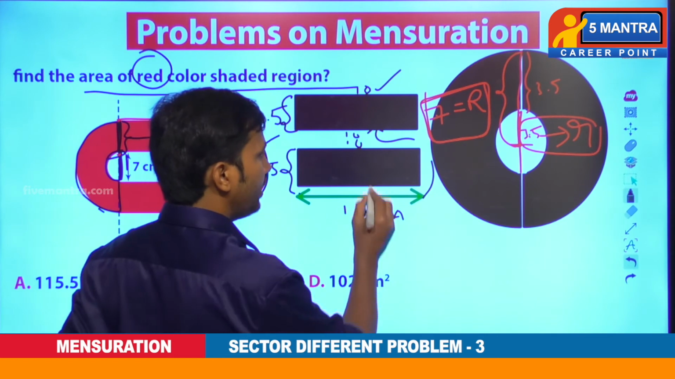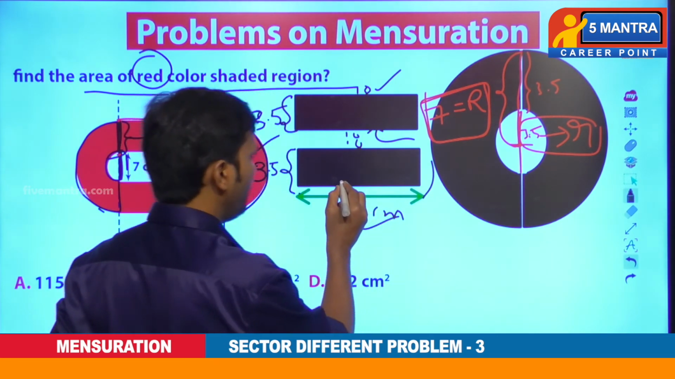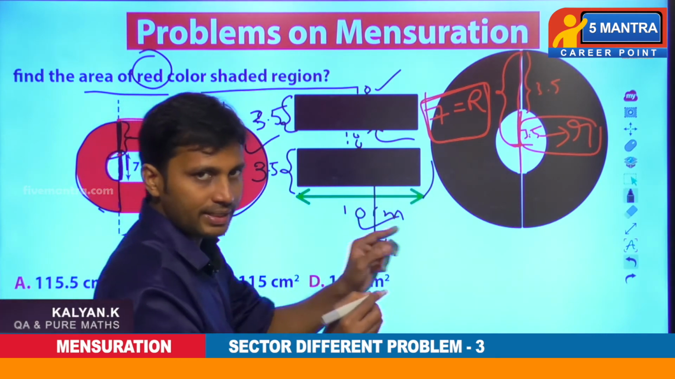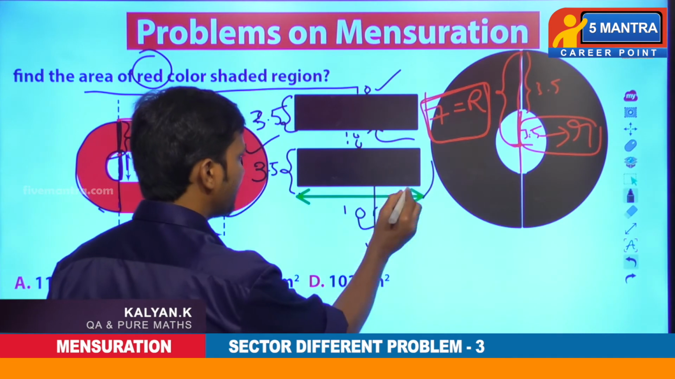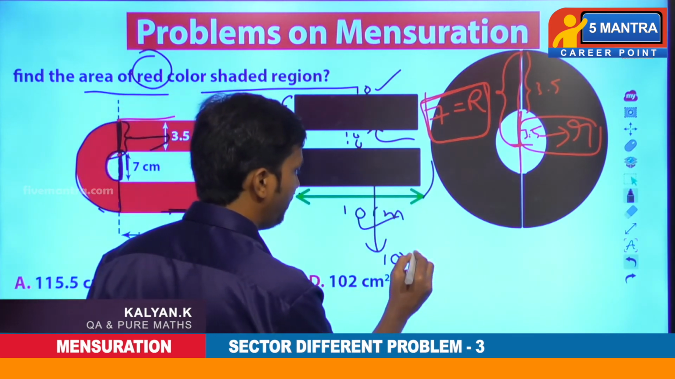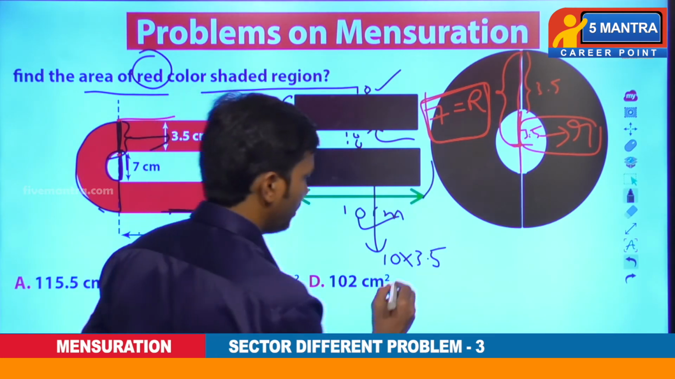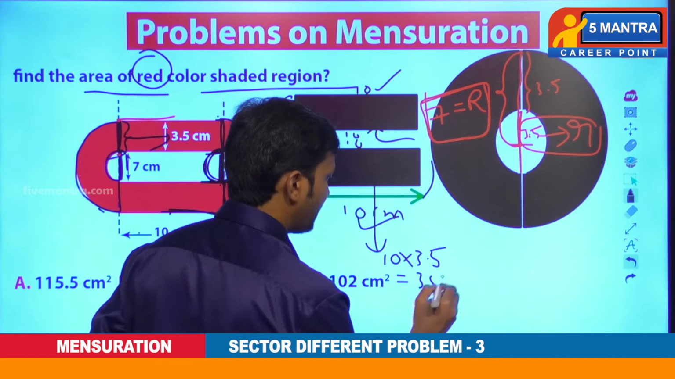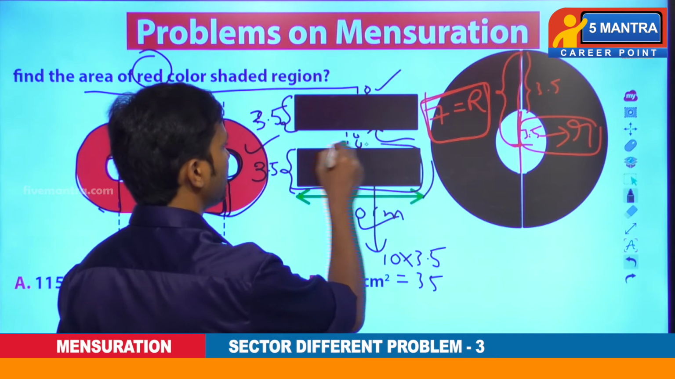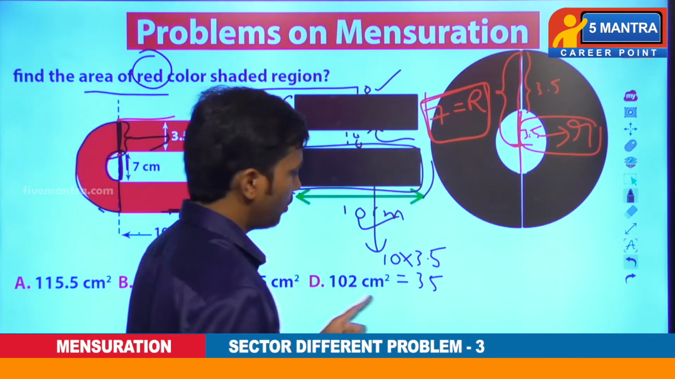Each one is in the shape of a rectangle. So the area would be how much? Length times breadth. Length is given as how much? 10. Breadth is given as how much? 3.5. So 10 into 3.5 would be how much? 35. So 35 centimeter square is the area of each piece. Now how many such pieces are there? 2 pieces, or not? Okay, 2 pieces.